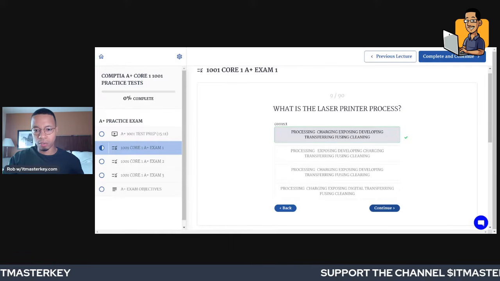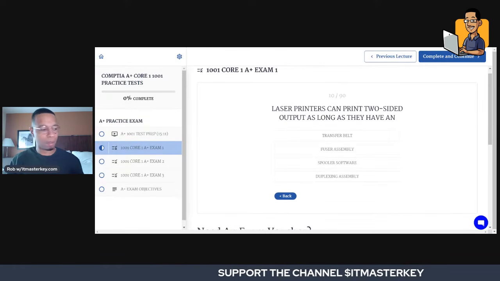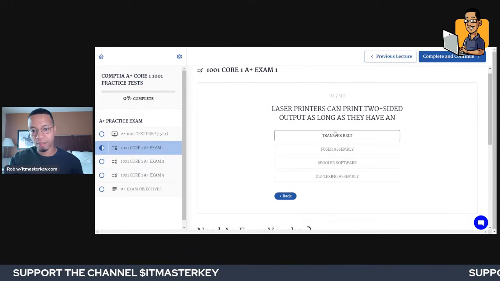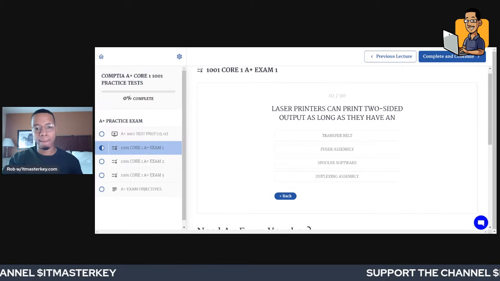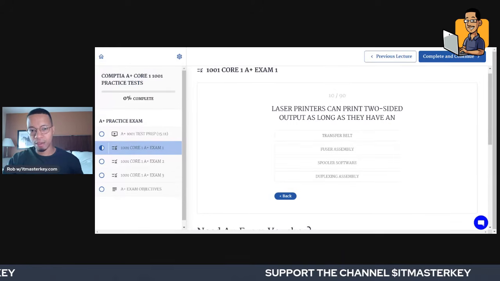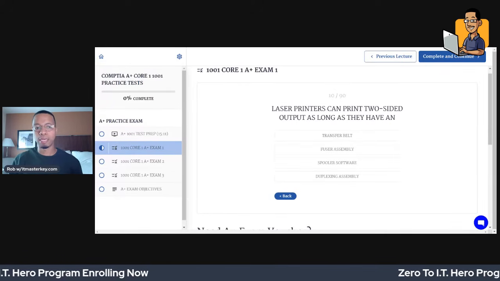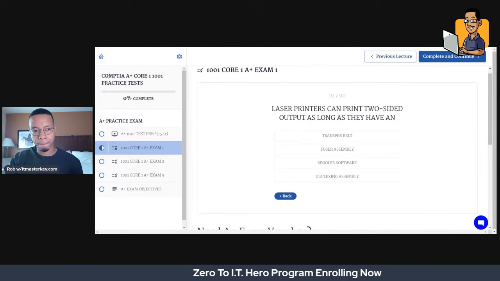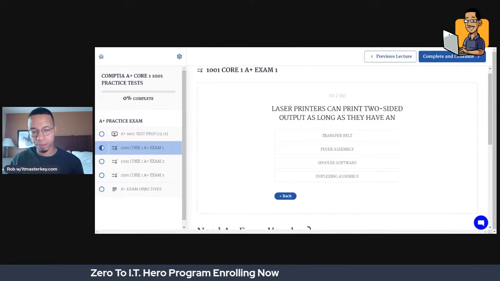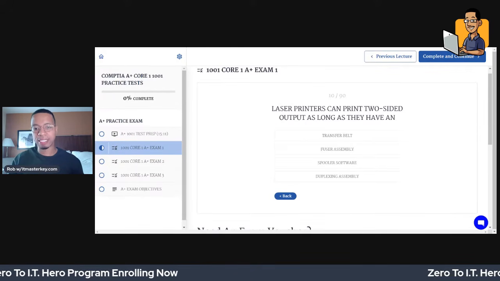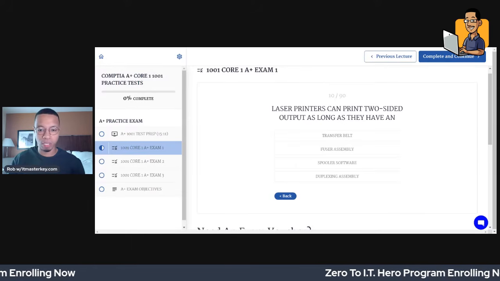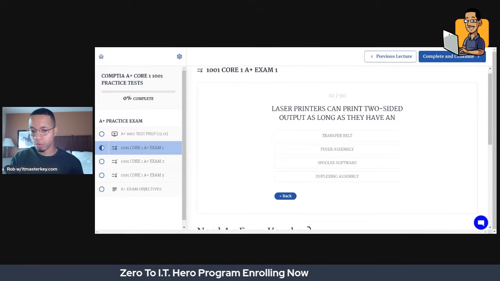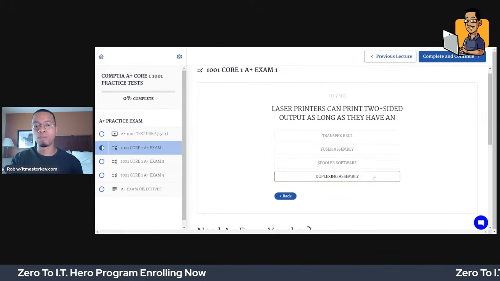So let's go to the next question. Laser printers can print two-sided output as long as they have a what? As long as they have a what? They can print both sides. So is it a transfer belt? Is it a fuser assembly? Is it a spooler, spooler software, or is it a duplexing assembly? So long story super short, it's duplexing, right?